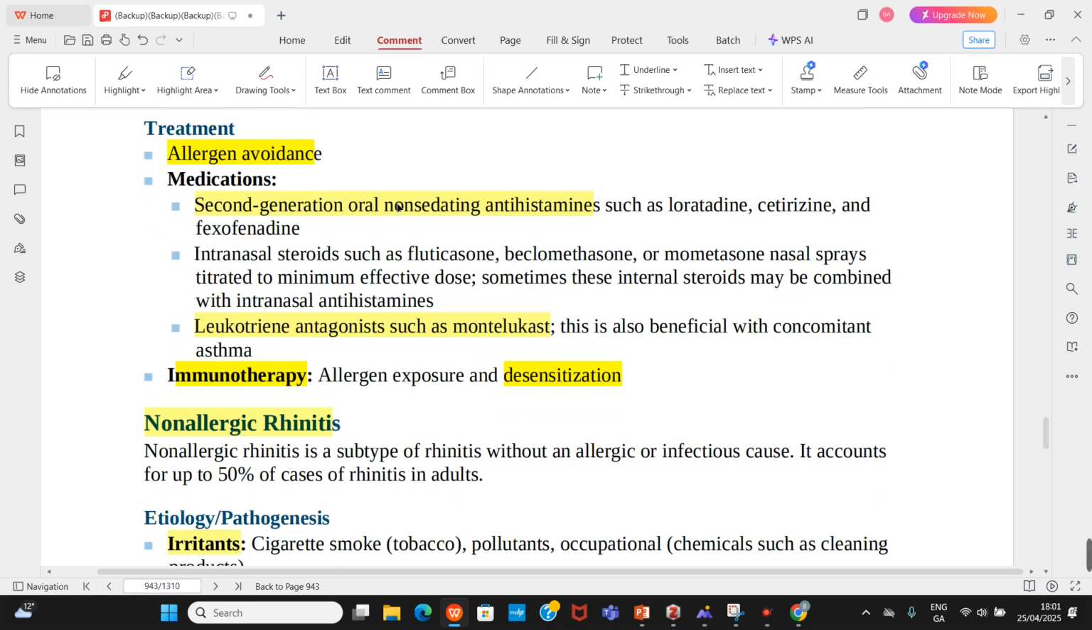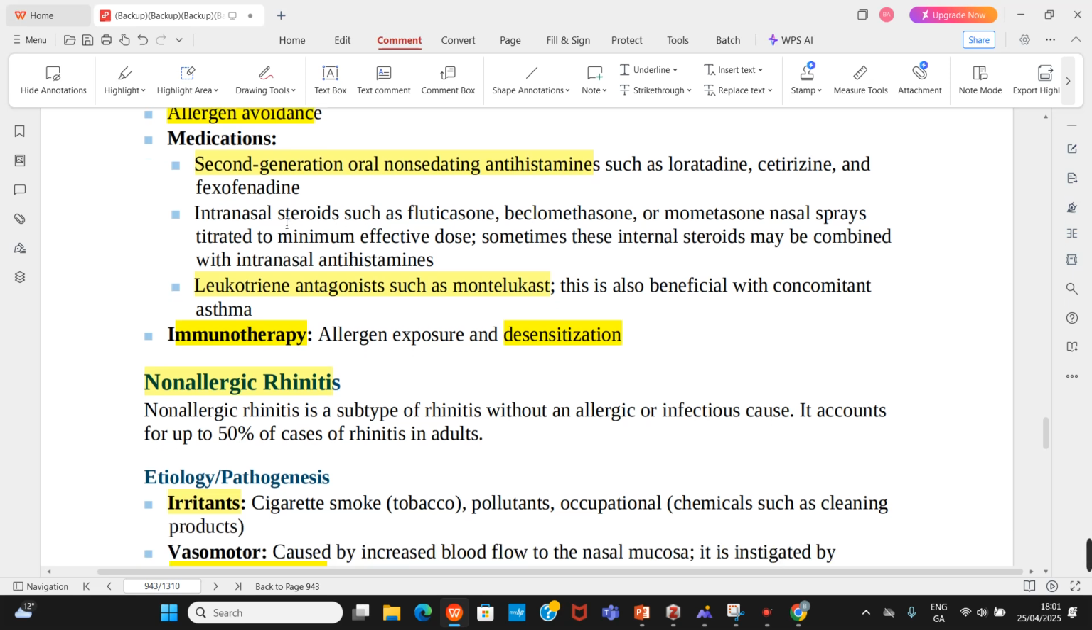The medications that are usually given are the non-sedating antihistamines, and it's given orally. Very, very important. So we give oral non-sedating antihistamines like loratadine, cetirizine, and fexofenadine. All these ones are non-sedating. They are second generation. And in addition to that, you can add intranasal steroid. Because of the side effects of steroid, you cannot just be using oral steroid. So you use the steroid intranasally while you give the antihistamine orally, to suppress the inflammation.